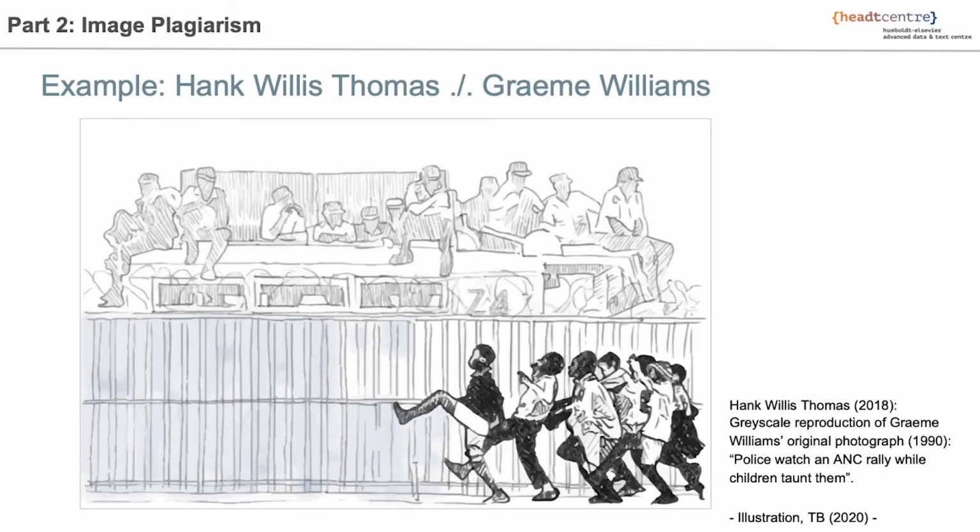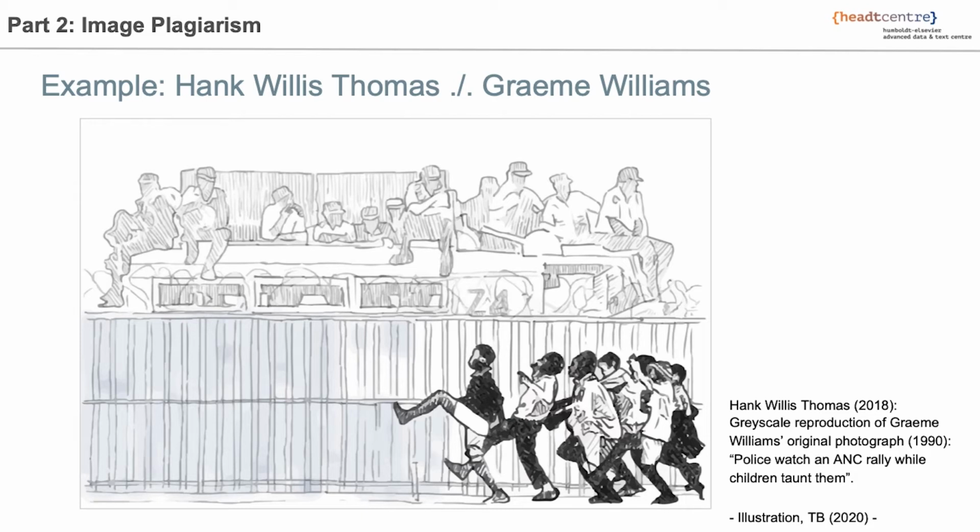Here is an example that shows how thin the line between appropriate image use and plagiarism can be. In 2018, American artist Willis Thomas was accused of plagiarism when he exhibited a photo at the Johannesburg Art Fair at Goodman Gallery, based on an earlier work of Graham Williams, a South African photographer. Williams, when he saw the work on display, was shocked and called Thomas's artwork a theft, plagiarism, appropriation of his original photograph.